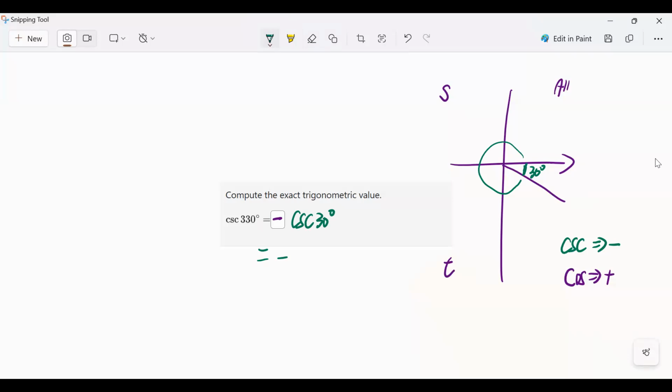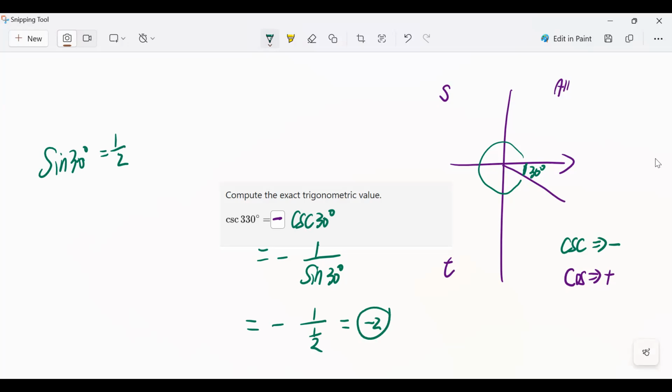This is equivalent to negative cosecant, which is 1 over sine 30 degrees. This is the easier way to do it. Just use the reciprocal property, and we can get cosecant theta using sine theta. You know sine 30 degrees is equal to a half, positive. So this is minus 1 over a half. 1 over a half is times 2, so it's negative 2. The answer for this will be negative 2. Any question about this?